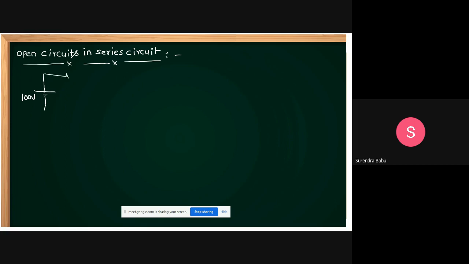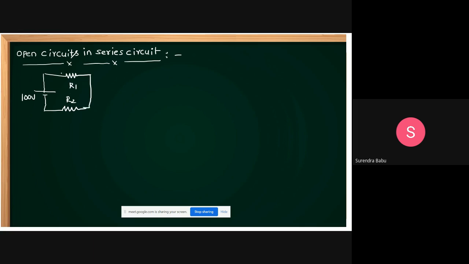What are the effects of open circuits in a series circuit? Please concentrate. For example, let us consider this is 100 volts. Two resistances are in series. Let this be R1 and this be R2. These two resistances are in series.